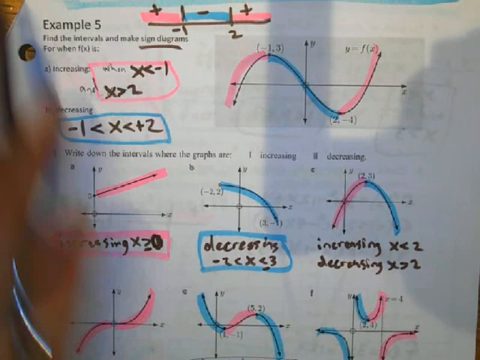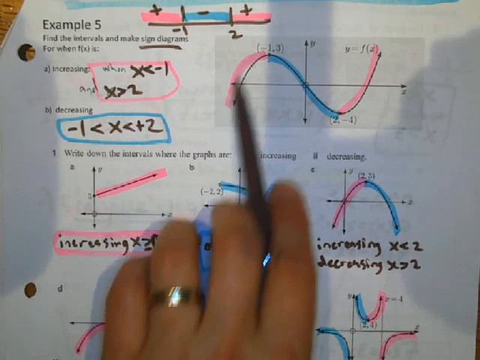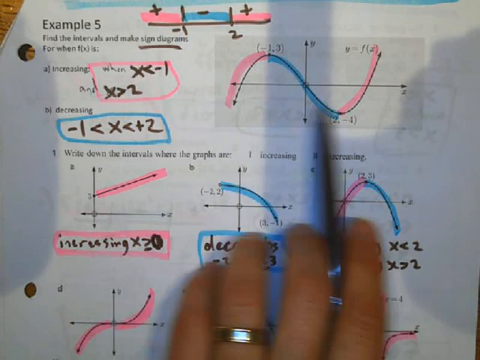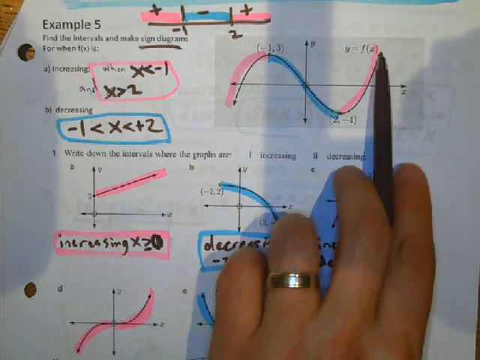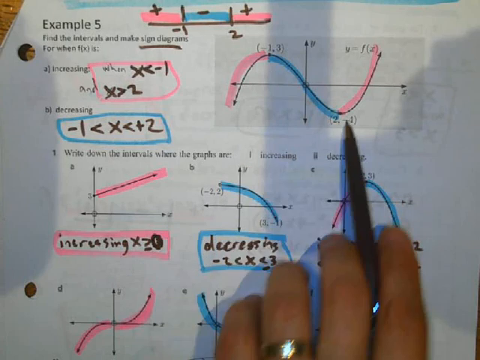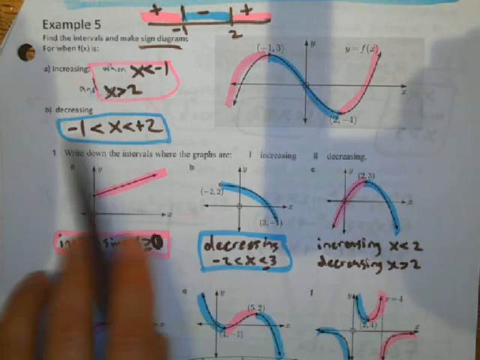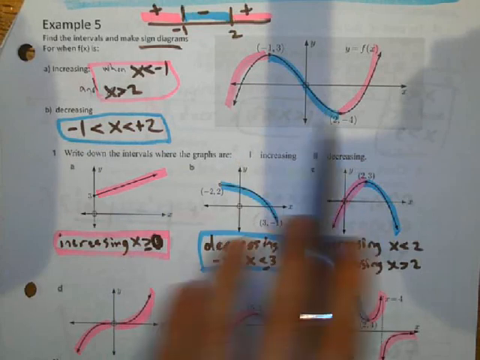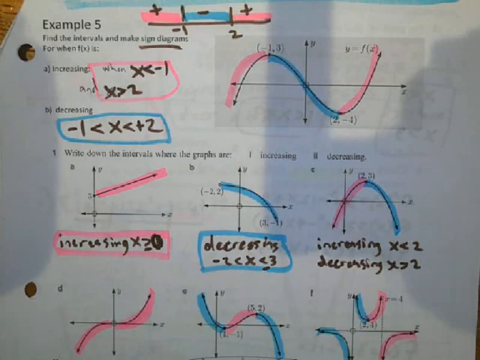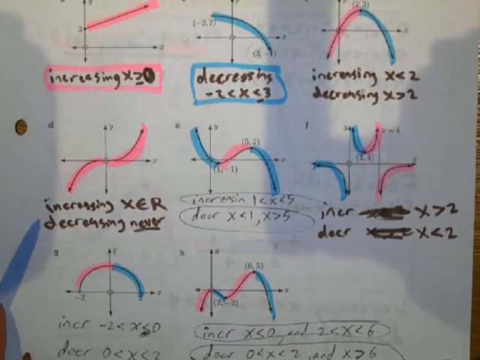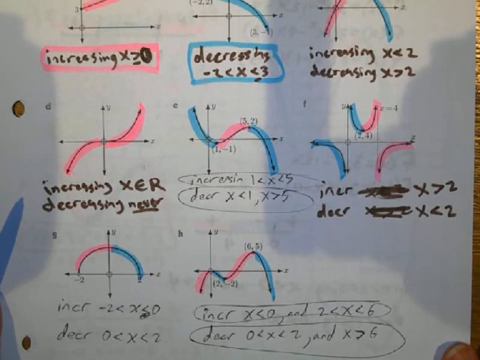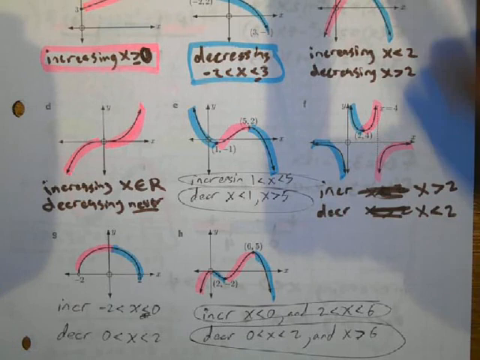Now let's talk about the answers to the problems here. Okay, so when x is less than negative 1 and when x is greater than 2, we've got increasing functions. And the graph is decreasing when it's between negative 1 and 2. Okay, you may want to check your answers. Hit pause. Okay, next page.